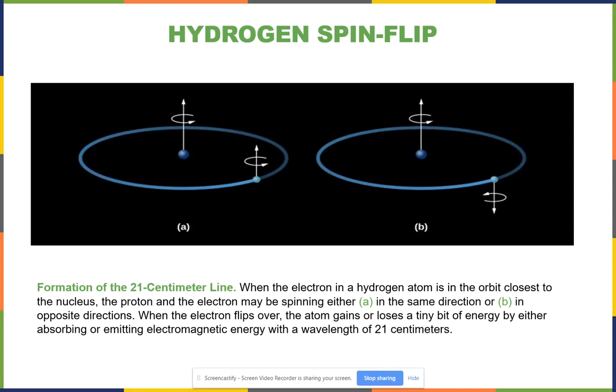So he predicted that there should be this 21 centimeter radiation from neutral hydrogen when you have the electrons flipping their spin. What would cause them to flip their spin? Well, that's not a very high energy, so visible light or infrared light would be enough energy to cause them to flip the other way. Then it flips back and gives off that radiation.